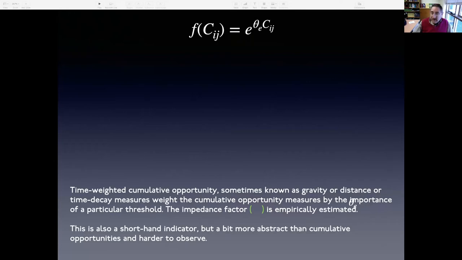You could weight it. And so another type of function is what's called a negative exponential function. In this case, we have a theta sub e, which is our impedance factor. And this is empirically estimated. But it's harder to estimate. It's not necessarily constant between communities. So it makes comparisons a little bit more difficult.